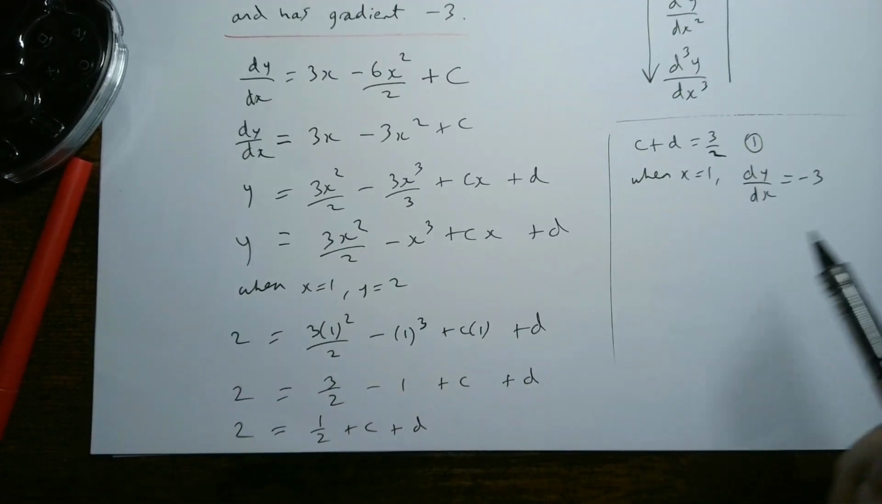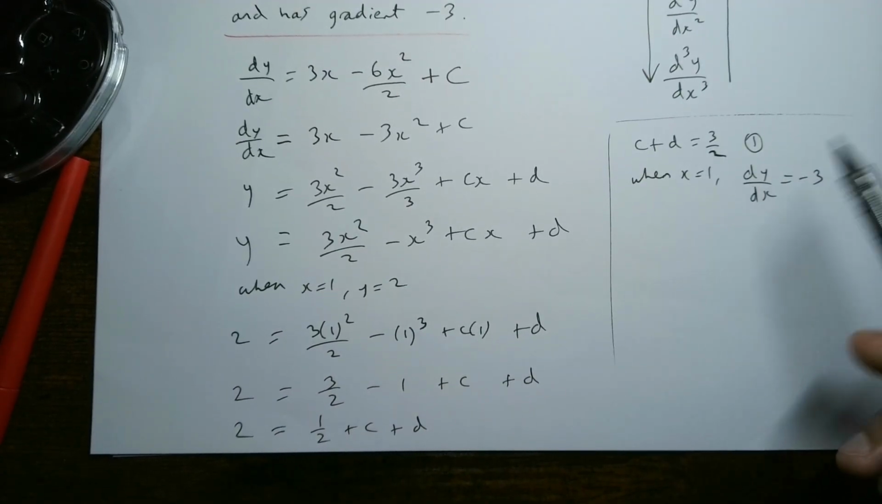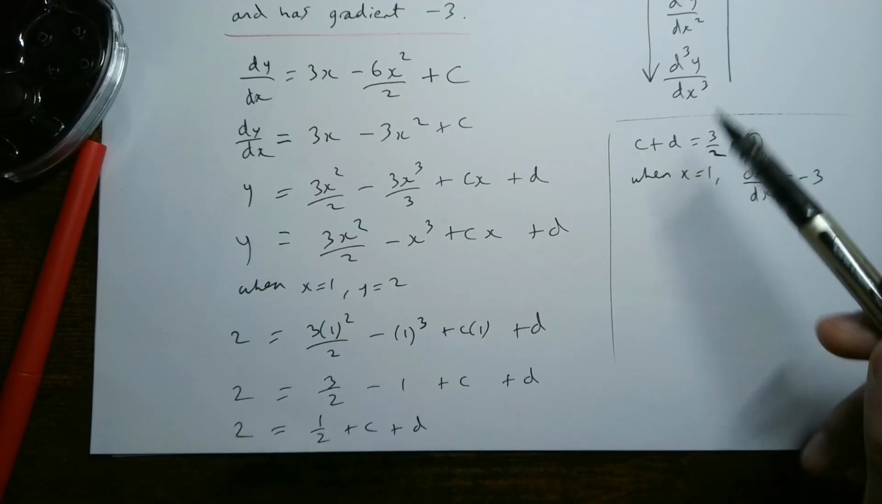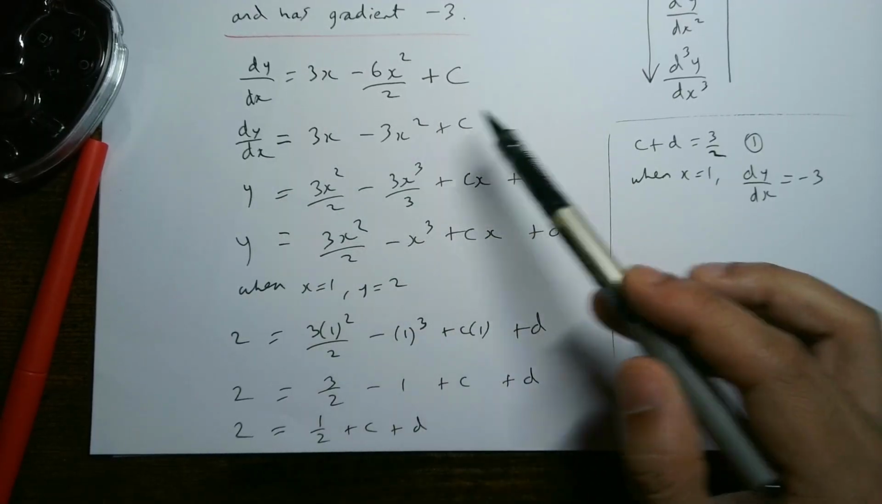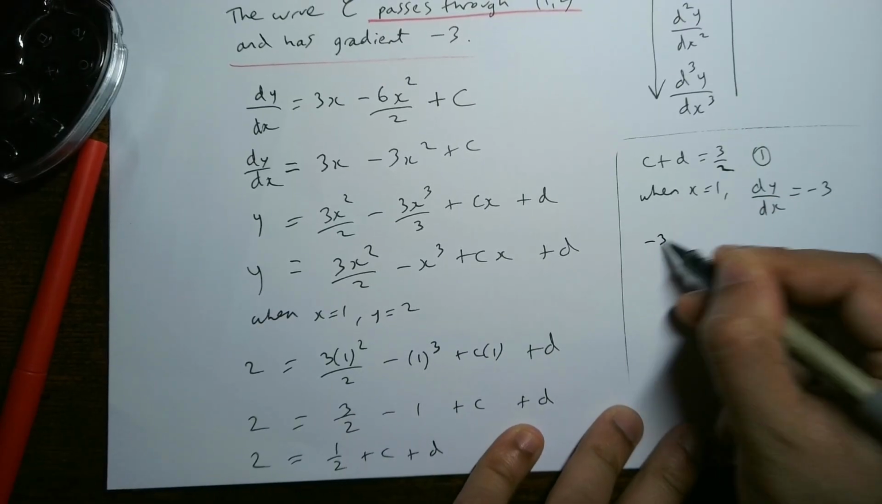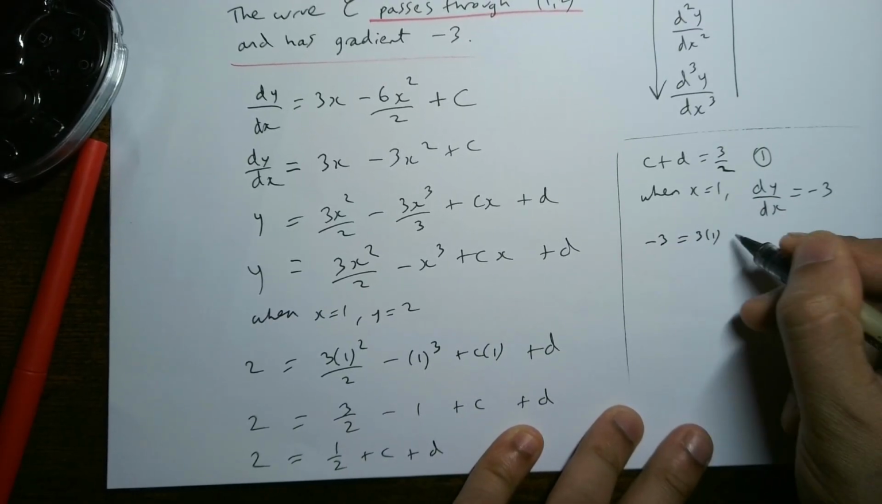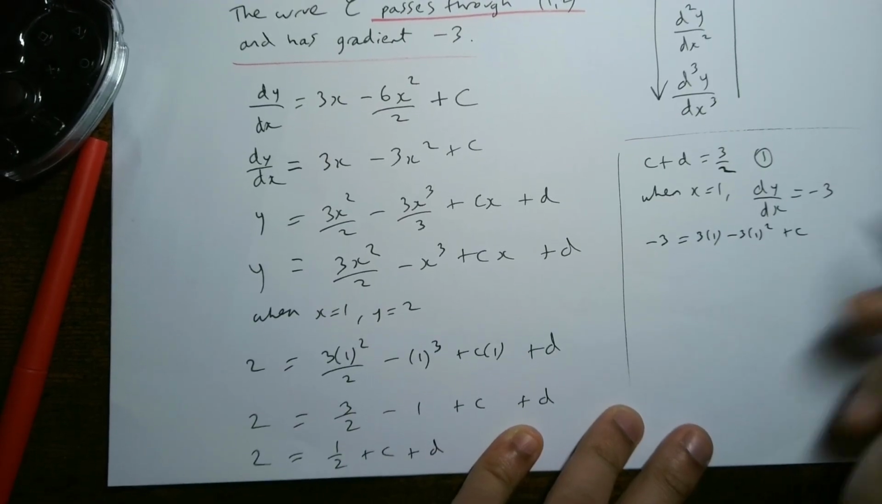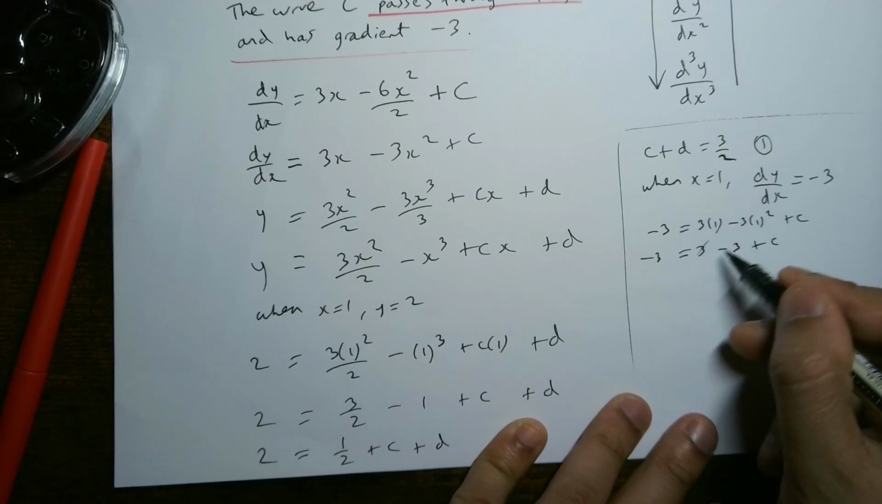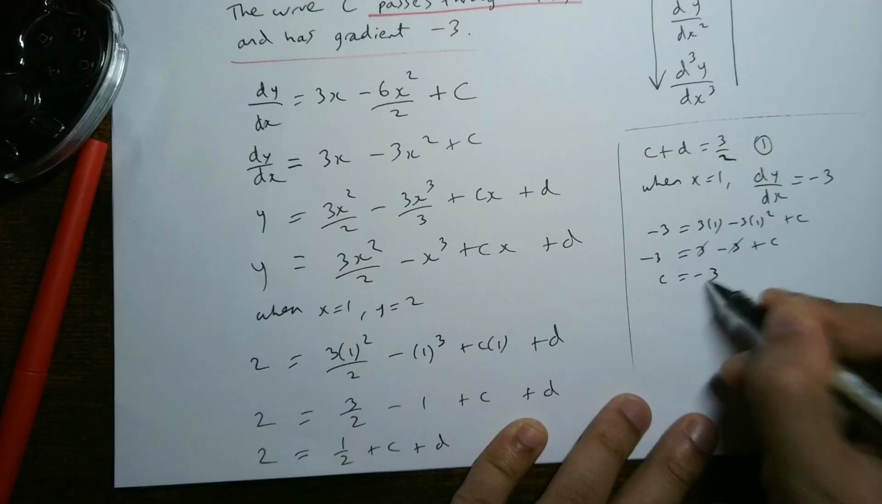So what I was alluding to before was that this is probably going to become simultaneous equations. However, usually a lot of these questions do become simultaneous equations. However, this one's a bit easier. This is going to allow us to solve for c. Okay, so when x equals 1, dy/dx equals minus 3. So I've got minus 3 equals 3 times 1, minus 3 times 1 squared plus c. So minus 3 equals 3, minus 3 plus c. These cancel to 0. I get c is negative 3.